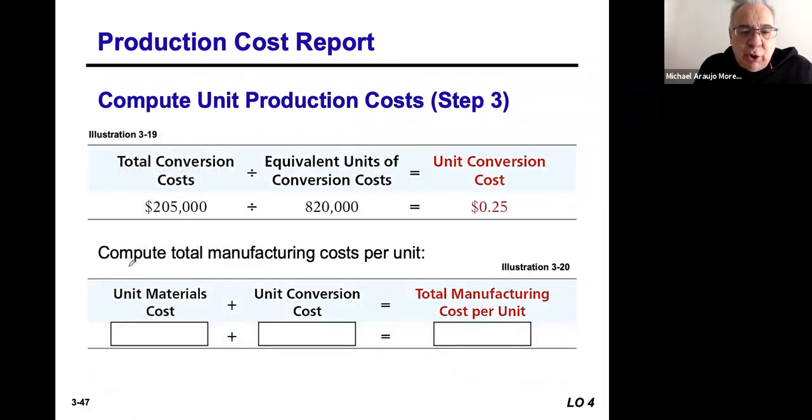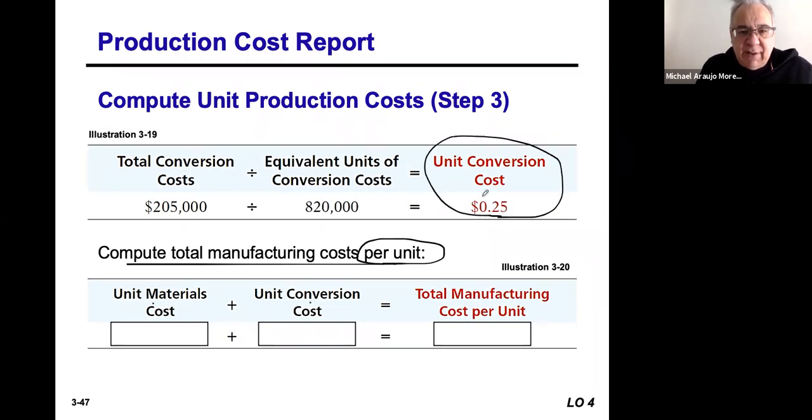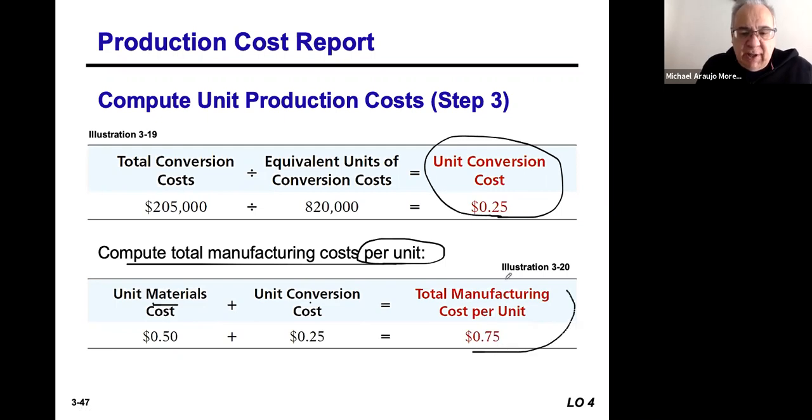So when you look at the total manufacturing costs per unit, it's the per unit material cost plus the per unit conversion cost. We've already calculated the conversion cost was 25 cents. If you remember a couple of slides ago, the material cost was 50 cents. So the total manufacturing costs for each unit, which in this case is an AGO, is 75 cents, based on that.